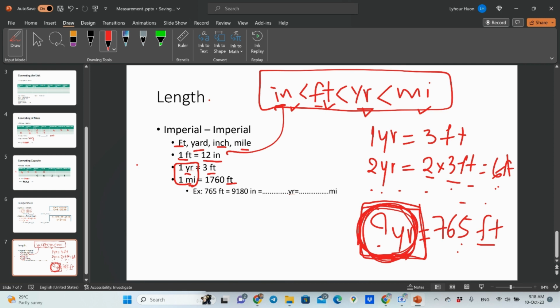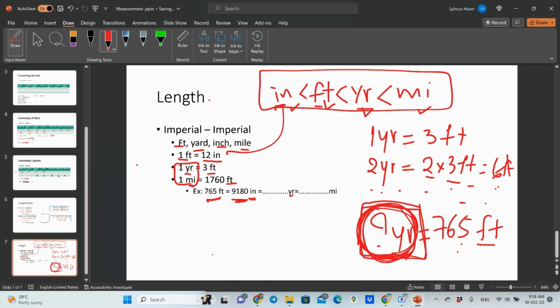When the unit is smaller, we want to have a bigger number, right? So we multiply. For example, feet to inch: feet is bigger than inch, so the number of inches should be bigger than the number of feet. All right. So now to find yard, yard is a bigger unit, so we divide, right?